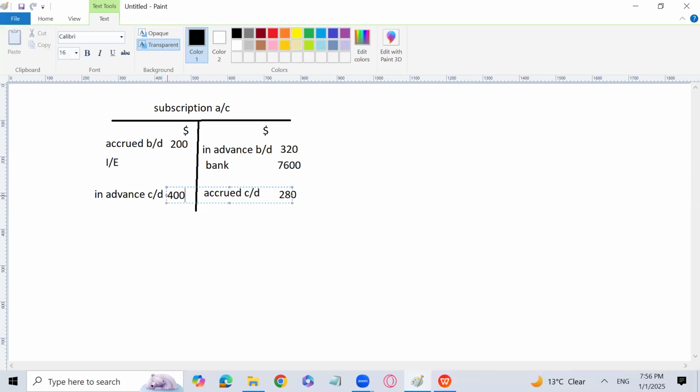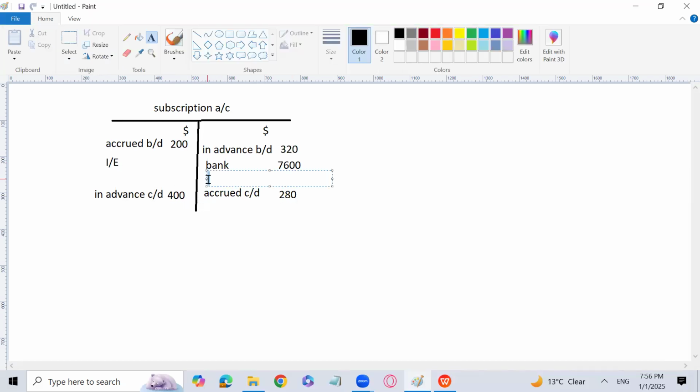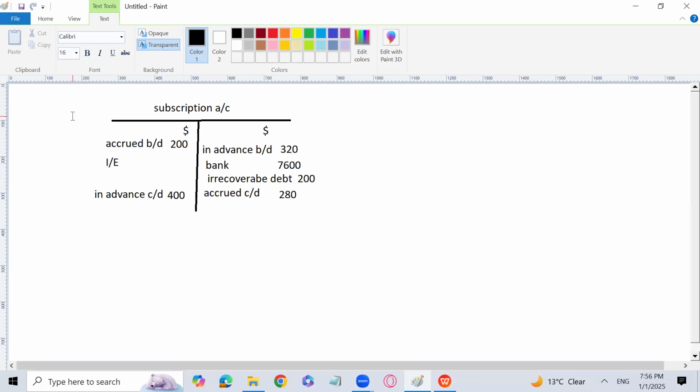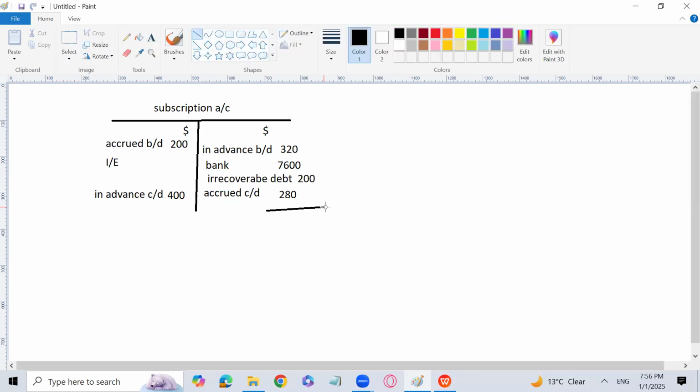In the question, it is written that all the subscription which was supposed to be received in the previous year has become bad debts. So I will credit it with the name bad debts. The entry will be irrecoverable debts debit as an expense, and trade receivable or subscription account is going to be credit. Subscription is credited because of irrecoverable debts, and this is how we will record this. We will prepare this account.